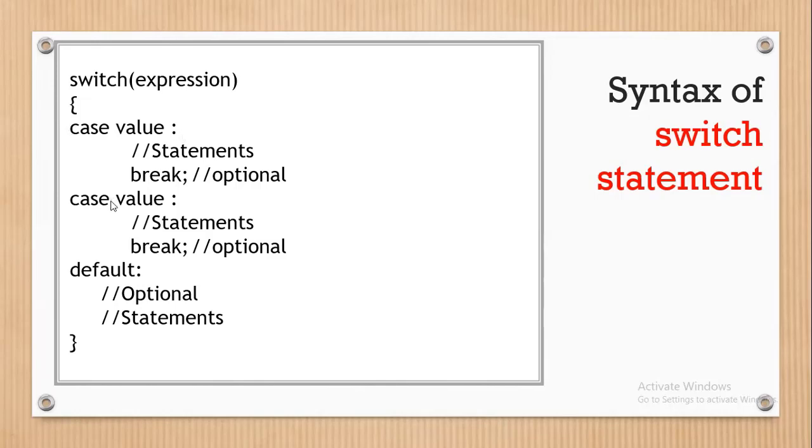So the case value is there. You can provide as many cases as you want as per your program need. Then after that, there is a default value. Again, it is optional. If your program doesn't need a default condition, you can omit it. So default is there, then there is a statement. There is no break statement with the default. So this is the syntax of the switch case.